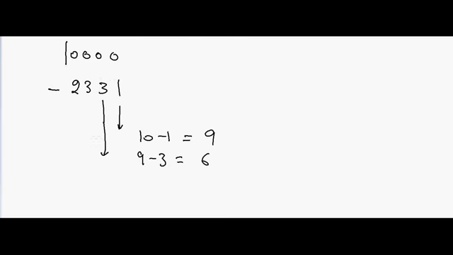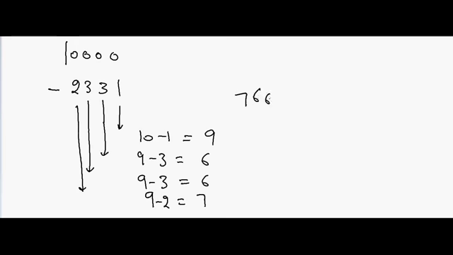Then I'll take the next 3. So 9 minus 3 is equal to 6, and then I'll take the 2. So 9 minus 2 is equal to 7. So the answer will be equal to 7669.